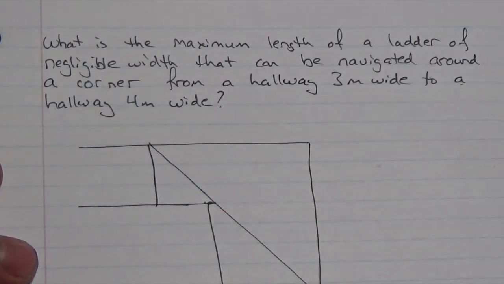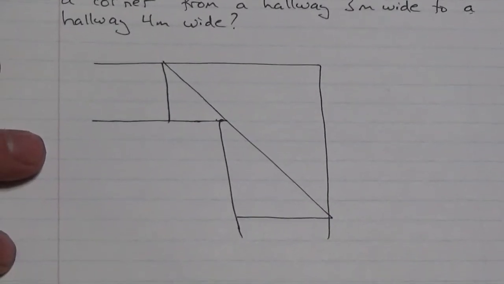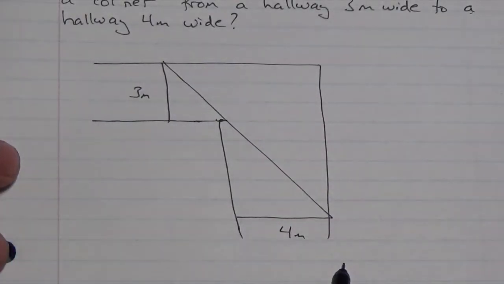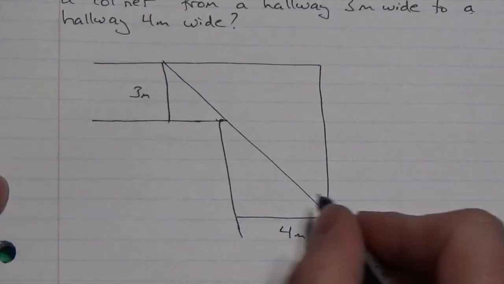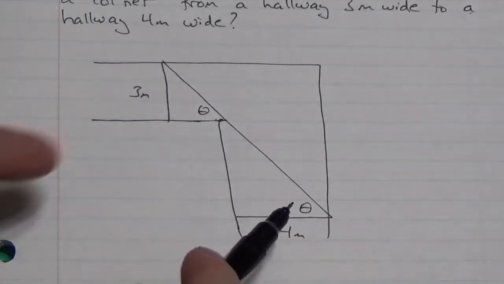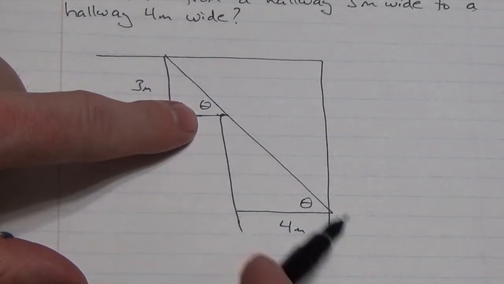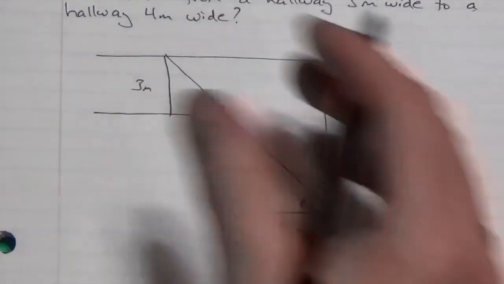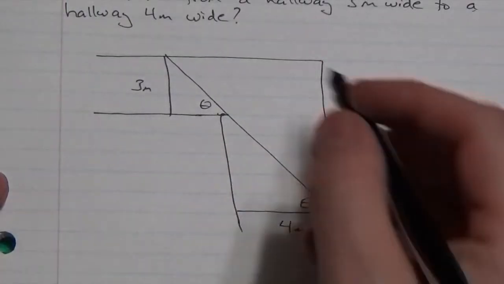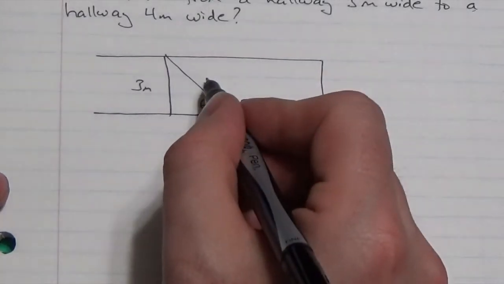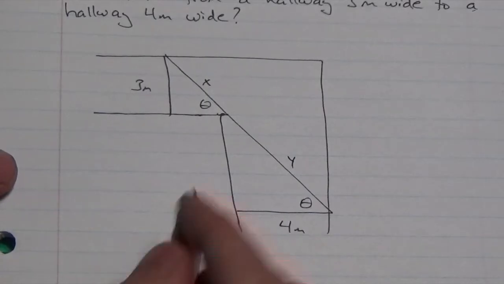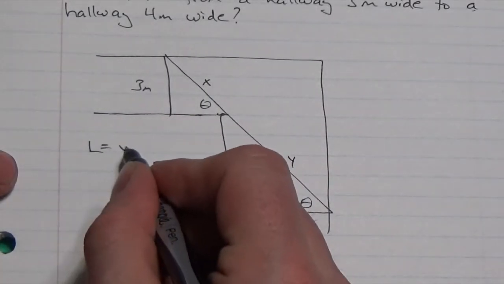I'm going to create these triangles right here. Oops, can't see that bottom one. So this is going to be 3 meters wide. This will be 4 meters wide. And then just like we've done with the last few questions, what we're going to do is introduce theta. And theta is going to go right there. And those will be the exact same values because these two triangles will be proportional to one another. Now, we're looking for the longest ladder that we can navigate this corner with. But we've got two different triangles here. So I'm going to let this be x and I'm going to let this be y. And so the length of my ladder is going to be x plus y.